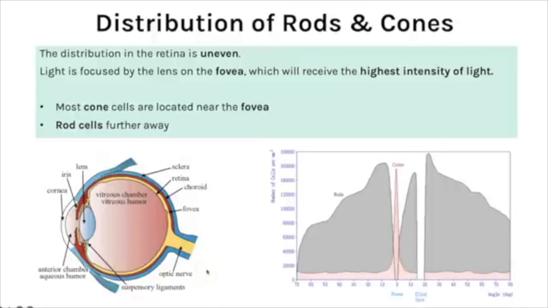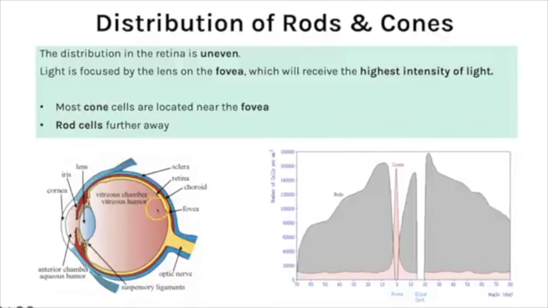Now, the distribution of the rods and cone cells is not equal across the retina. You actually have most of the cone cells located in this part here called the fovea. And that is where you have the highest light intensity reaching the retina, because that is where the light is focused by the lens. Now that is an advantage because the cone cells will only be able to detect the colour lights in high light intensities. And that's why you mainly find them at the fovea.